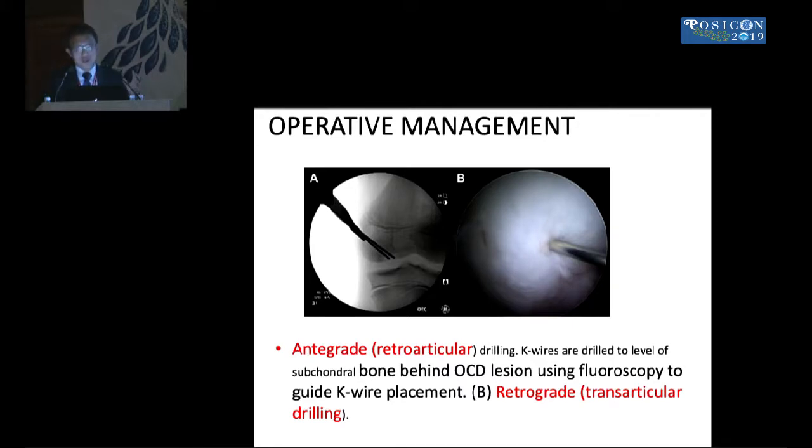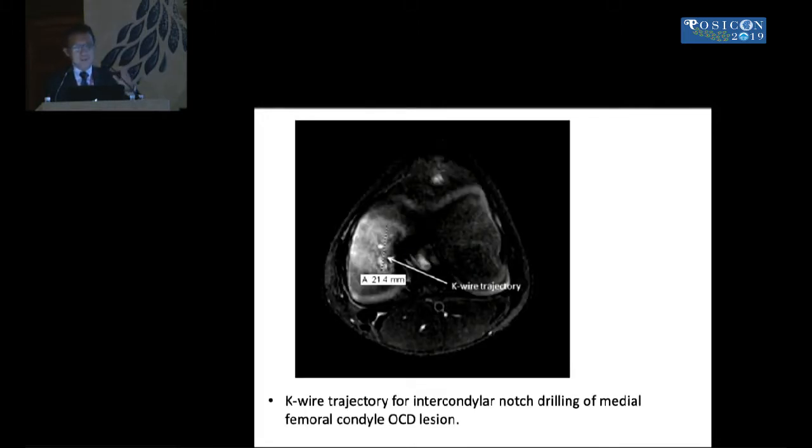So therefore, try to use a term called either retroarticular, you shoot away from the joint, then go into the joint, or you call it transarticular, you are shooting from the joint. So these are the terms that you try to use from now onwards when you teach your residents. So retroarticular or transarticular. All right, then maybe Dr. Ganley, you can tell us about when you drill your K-wire, how you get your K-wire trajectory better.